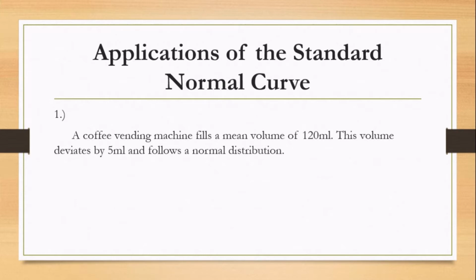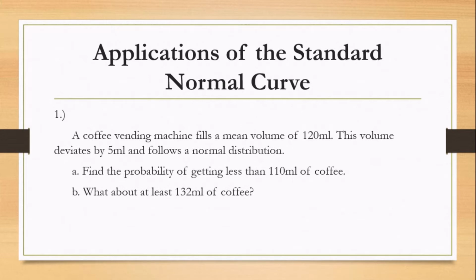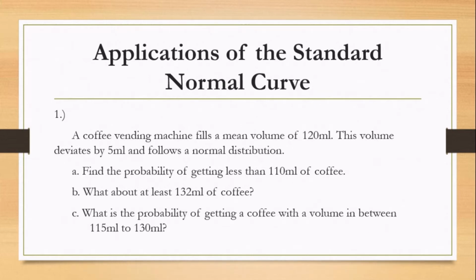So, going back to our problem. A. Find the probability of getting less than 110 milliliters of coffee. B. What about at least 132 milliliters of coffee? And C. What is the probability of getting a coffee with a volume in between 115 milliliters to 130 milliliters?